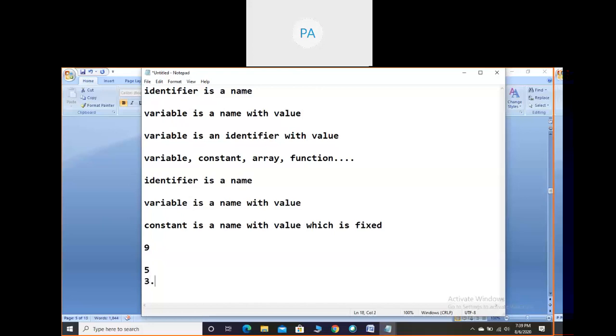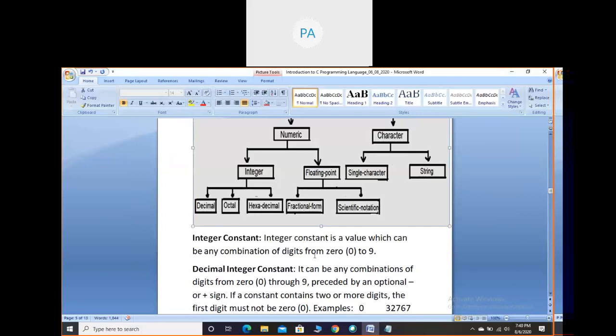Decimal point is not allowed, and even if it is 00, that is also not allowed. It should be without a decimal point and fractional part, like 5678. It can be two digits or three digits, anything, but it should not include a decimal point. So this is an integer. And what digits are allowed? 0 to 9 is allowed.